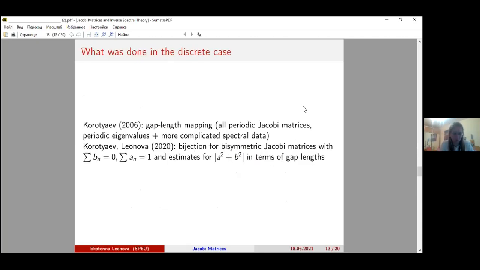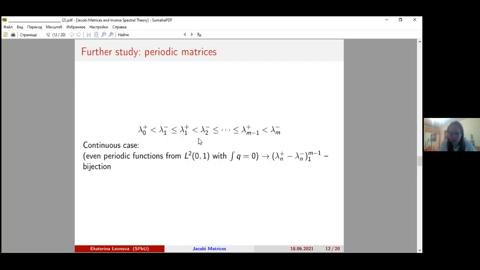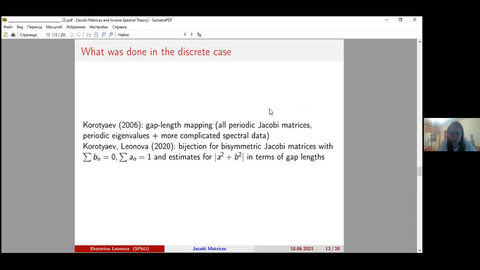Now, all the previous things were pretty similar in the discrete case and in the continuous case. The only thing is that in the continuous case, everything is infinite. So there's an infinite amount of eigenvalues, infinite amount of other things. But what do we have here? In 2006, Evgeny Korotyaev, my scientific advisor, built a gap length mapping. It is a bijection, but it's not just a bijection, it's also an analytic one.